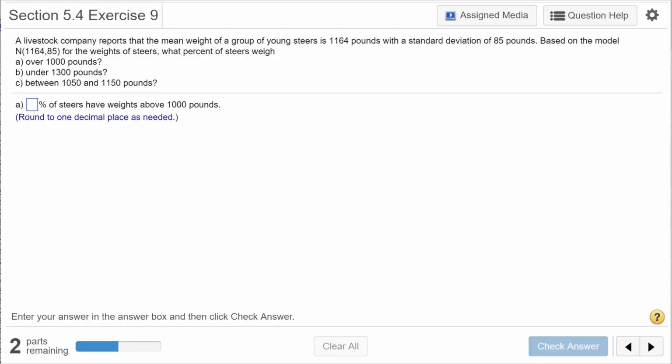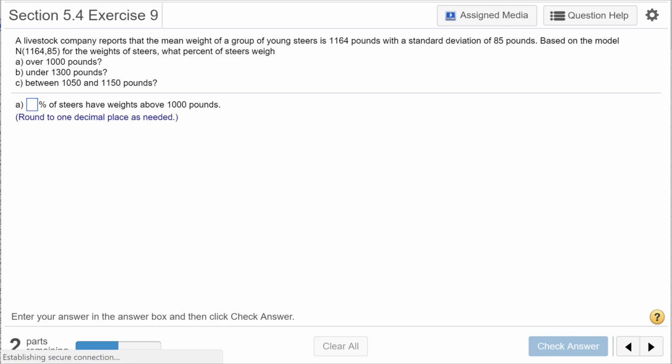So a livestock company reports that the mean weight of a group of young steers is 1,164 pounds with a standard deviation of 85 pounds. Based on the model, and they give you the normal 1164, 85 for the weights of steers, what percent of steers weigh, and then they give you three of them.